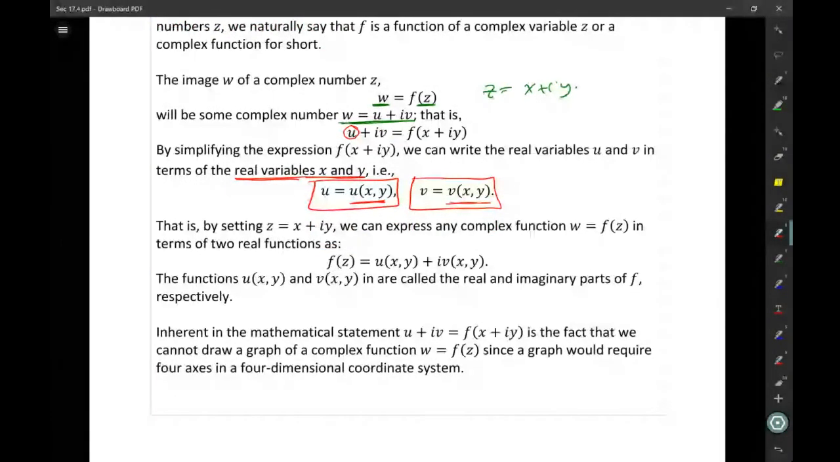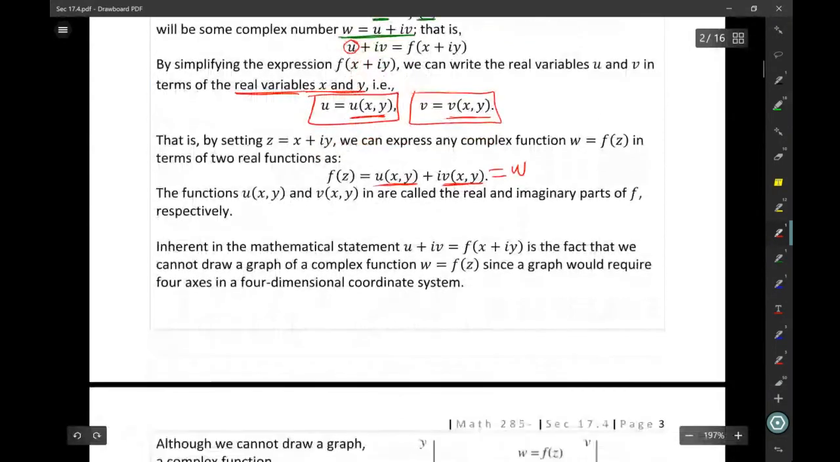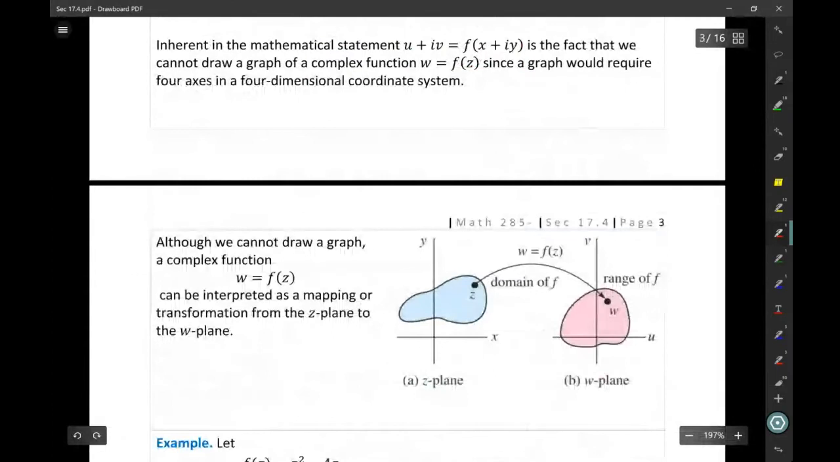Now we can express the function f of z to be w, and w will be u of x, y plus i times v of x, y. Alright. Okay, now let us see, as an image, the figure I have here.